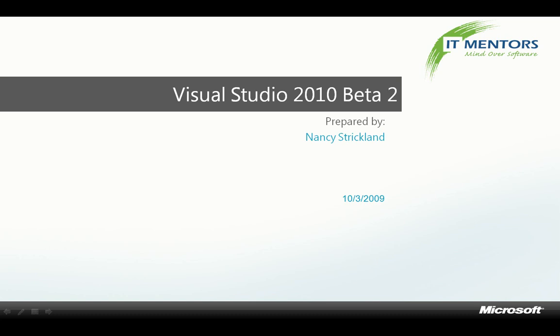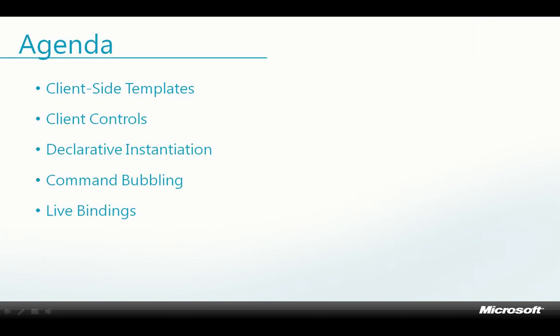This video on Ajax, Asynchronous JavaScript and XML, is part of a series on the Beta 2 release of Visual Studio 2010 and the .NET Framework 4. In the latest version of Ajax, version 4, you can create client-based Ajax applications using some new features that we're going to explain in this video. We'll talk about client-side templates, client controls, declarative instantiation, command bubbling, and live bindings.